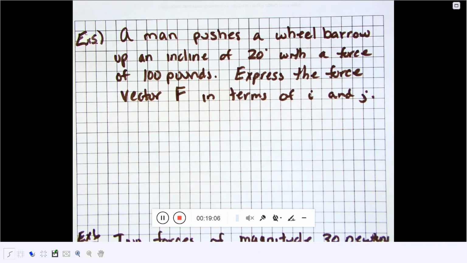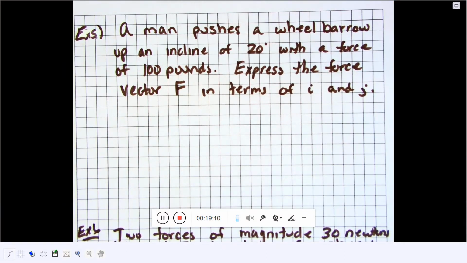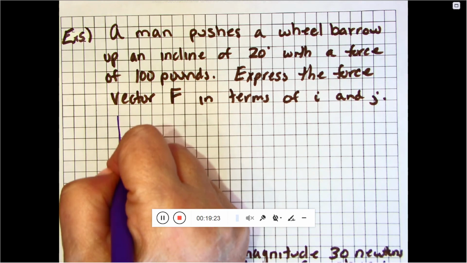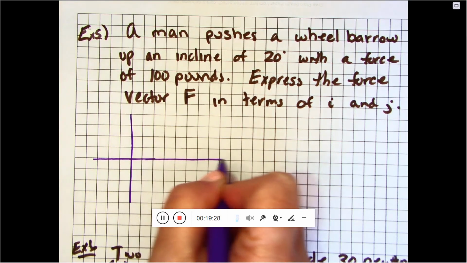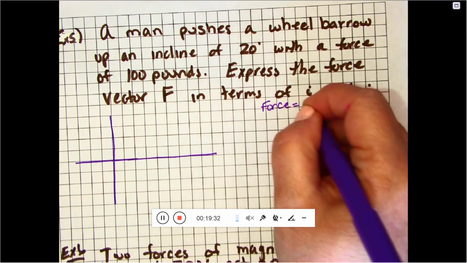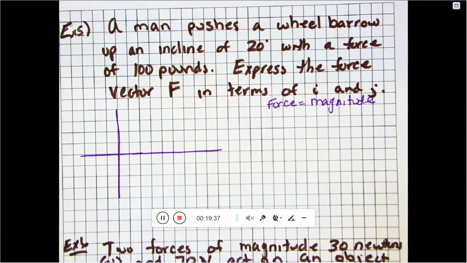Okay, so let's get a couple of word problems here. It says a man pushes a wheelbarrow up an incline of 20 degrees with a force of 100 pounds. Express the force vector F in terms of I and J. Okay, so let's take a look at this. The force, by the way, is also equivalent to the magnitude.